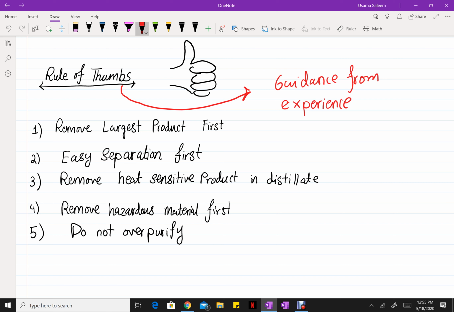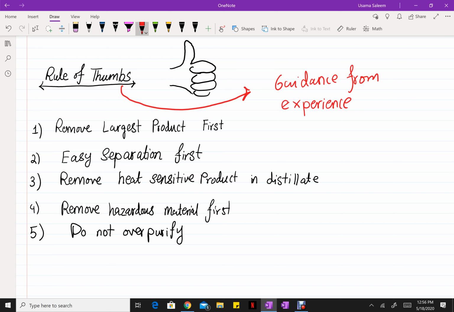The first rule of thumb being that you want to remove the largest product first. The product in your feed that has the highest concentration is going to be easier to separate first. So you might want to get that done ahead of all the other separations. The second one is also tied to the first one, easy separation. You want to perform the easy separation first. Now the easiest separation is not always the product that's in the largest concentration. An easier separation is between two species that have the highest differences in their volatilities.